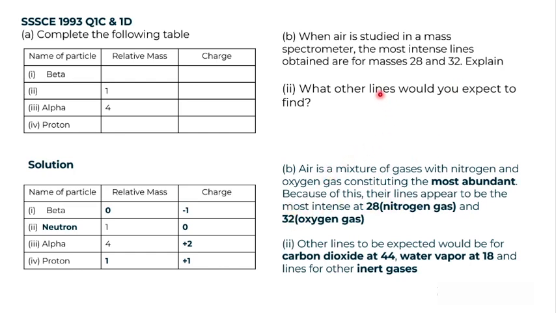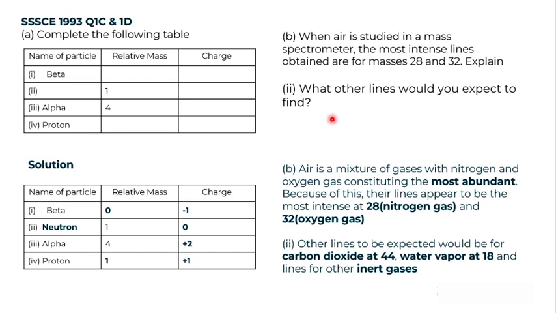So it makes sense that we are having the most intense lines at 28, which represents nitrogen gas, and at 32, which represents oxygen gas. This is because nitrogen gas and oxygen gas are the most abundant gases in air, and hence the reason why they appear as the most intense lines at 28 and 32 respectively. Now what other lines do we expect to find? We have other gases in air. It's not just nitrogen gas and oxygen gas. We have other gases such as carbon dioxide and water vapor, which are also in fairly high amounts.